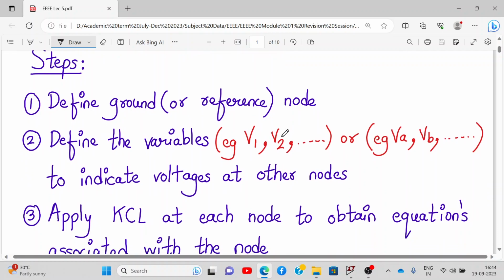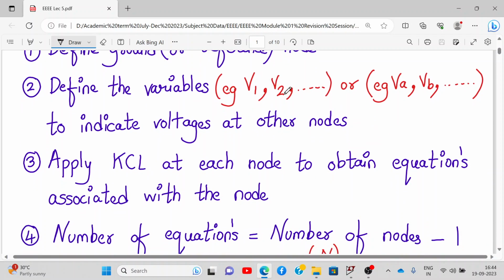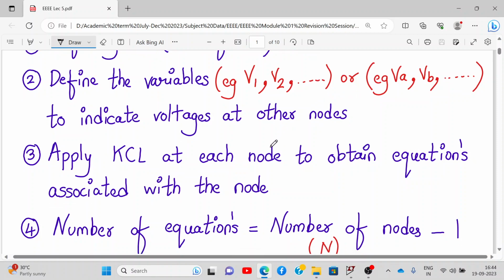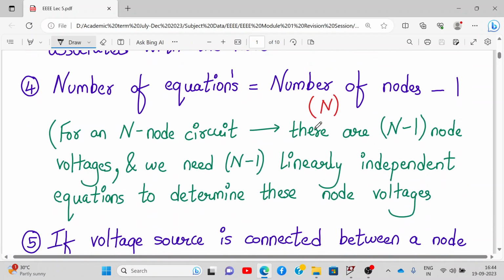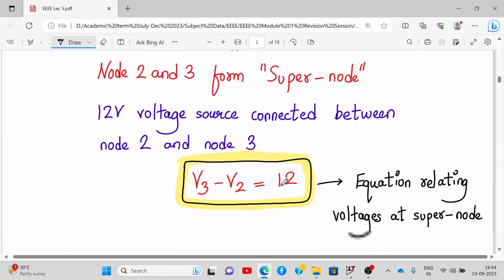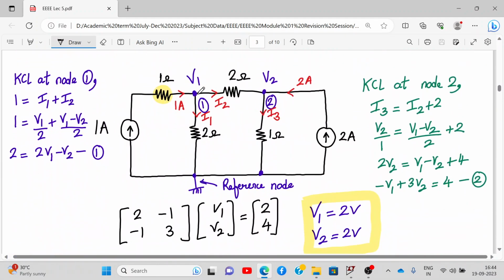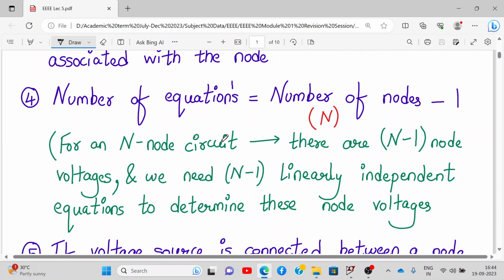So what did we do? We defined the ground as the reference node. Then we defined the other nodes and defined variables on them, V1, V2, V3, to indicate the voltage at the other nodes. Then we applied KCL at each node to obtain the equations associated with it. And the number of equations will be the number of nodes minus 1. Let's check it out. In numerical number 1, the number of nodes was 3 and the equations were 2. So there were 3 nodes and 2 equations.